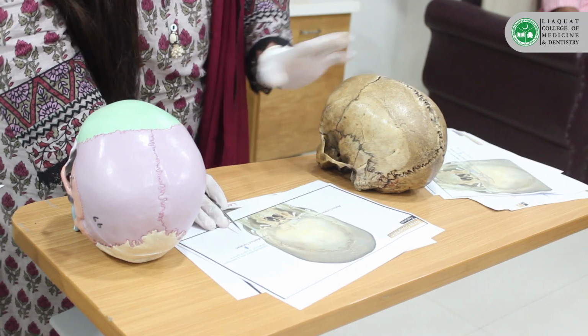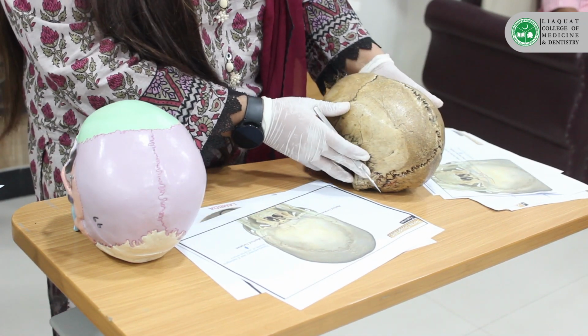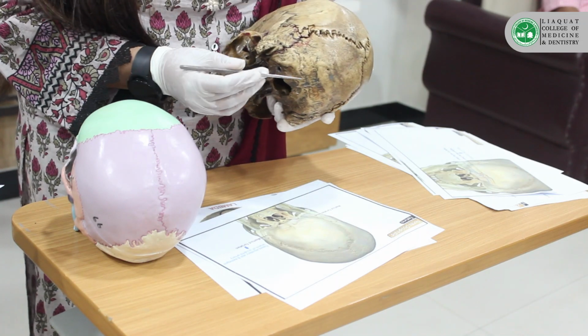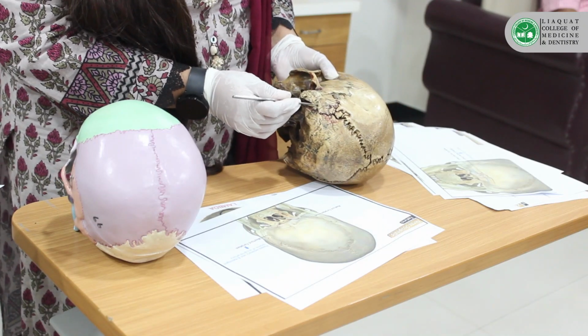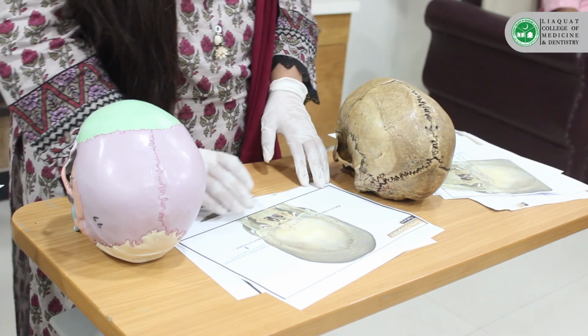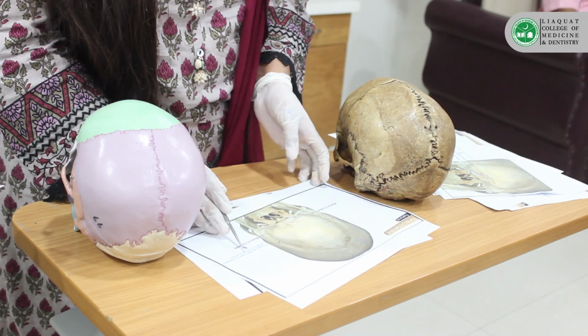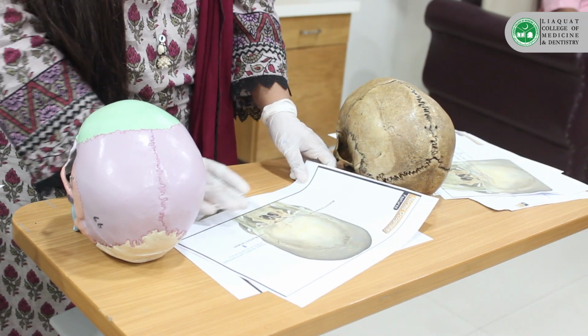The mastoid bone is identified by a small tiny foramen which is called the mastoid foramen, and that is present over the mastoid process near the occipitomastoid suture. Now you can really appreciate that this is the mastoid foramen. Here you can see in this picture, this is the mastoid foramen. The emissary vein and the meningeal branch of the occipital artery pass through this mastoid foramen.